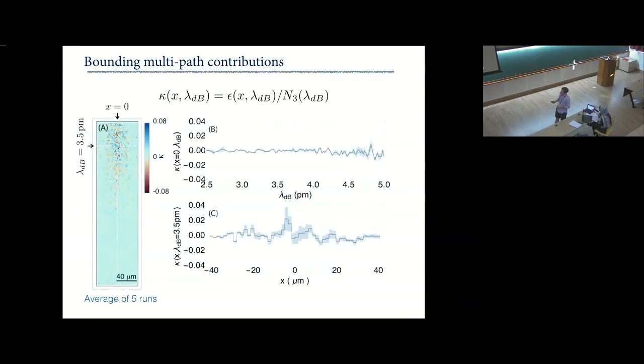So this here is our measurement of kappa, averaged over 5 runs. That's about a week's worth of data. And you can see that it ranges between about 0.08 and minus 0.08. There's an enormous amount of information contained in this image. So we span about 80 microns transversely, and the interesting data is up here in the range of about 2.5 to 5 picometers.